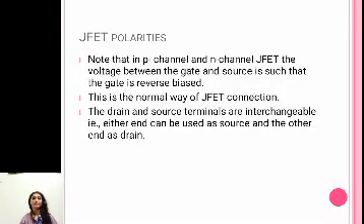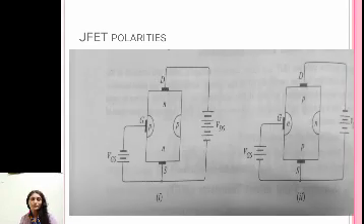Now let us talk about the JFET polarities. In a P channel JFET or N channel JFET, the voltage between gate and source is such that the gate is reverse biased. When we talk about reverse bias, we know that the input impedance will be high, and that is the reason we have high input impedance here, which is the advantage as compared to the ordinary transistor. This is the normal way of JFET operation: the input junction is always reverse biased. The drain and source terminals are interchangeable, and either end can be used as a source or as a drain.